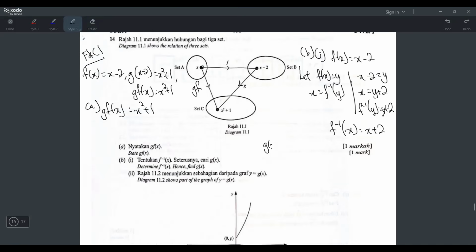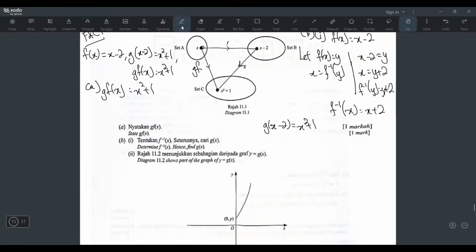This one is g(x minus 2) equals x squared plus 1. How do you find g(x)? You have to look carefully. This is not g(x), this is g bracket x minus 2. That means it's not the same as g(x). So you actually don't have the function g. You don't have the function g, so there is no other way to find g(x).